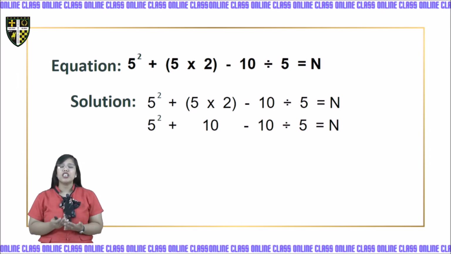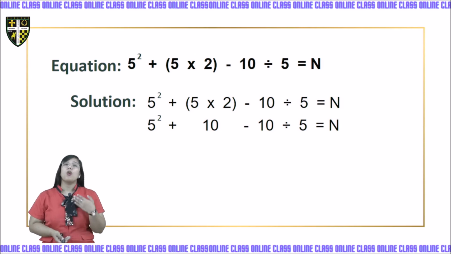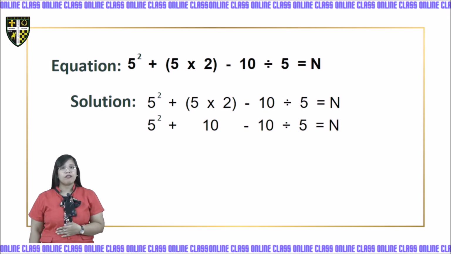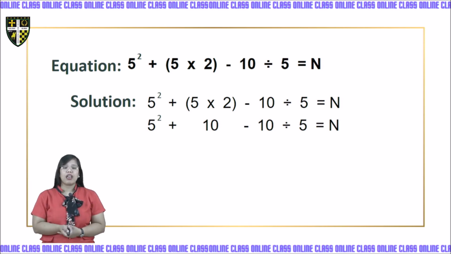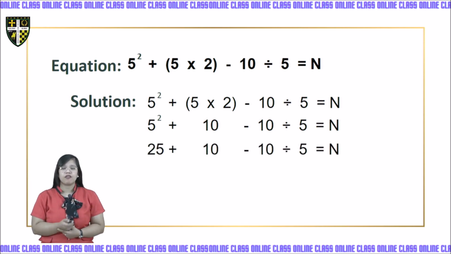Now, we need to simplify the exponential term 5 squared. Again, 5 squared means 5 times 5, or we need to multiply 5 by itself twice. So, 5 times 5 is 25. So, 25 plus, we will just copy plus 10 minus 10 divided by 5 equals n.